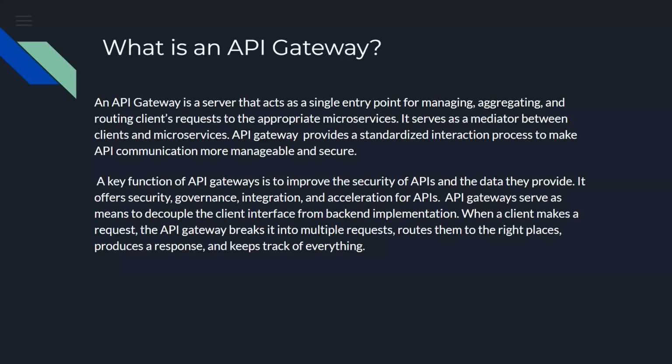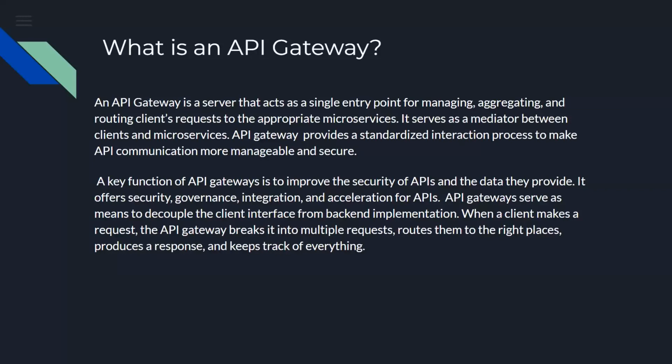The gateway serves as the point of entry. Instead of allowing everyone to come into that house from north, west, south, and east, you just put in a gate and allow the gate to be the point of entry to the API. So a key function of an API gateway is to improve the security of APIs and the data they provide. It offers security, governance, integration, and acceleration of APIs.